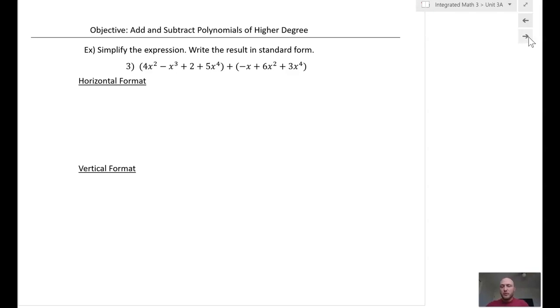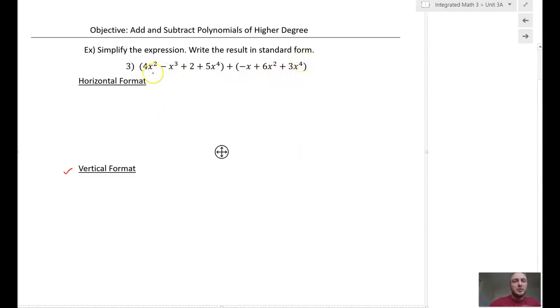Now there's two different formats that we're going to be using, and you can pick whichever one works for you. However, I'm going to switch after this first video to the format that I like, which is the vertical format. But I'm going to show you both. So first, I want to simplify this expression and write the result in standard form. So I have 4x squared minus x cubed plus 2 plus 5x to the fourth plus negative x plus 6x squared plus 3x to the fourth.